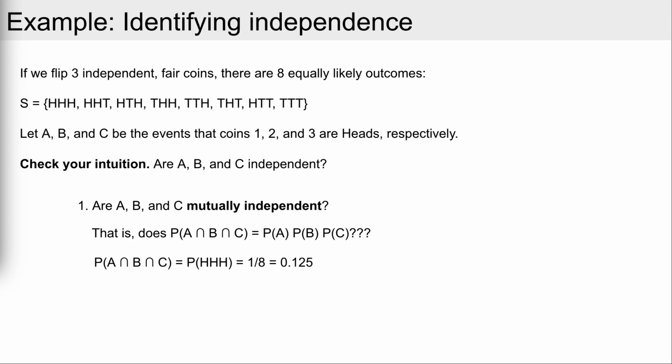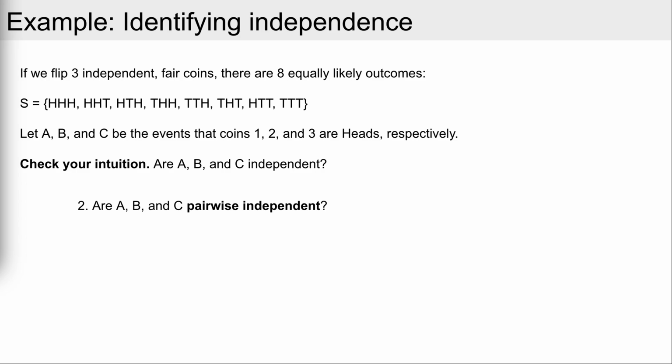Second, since the probability of heads on any individual coin flip is 0.5, the product of the probabilities of A and B and C, that is, getting heads on any individual coin flip, is 0.5 cubed, or 0.125. Thus, we've shown that A, B, and C are mutually independent. The probability of their intersection is equal to the product of their probabilities. Both quantities are equal to 0.125. But again, mutual independence isn't enough to say that events A, B, and C are independent. We must also check whether they're pairwise independent.